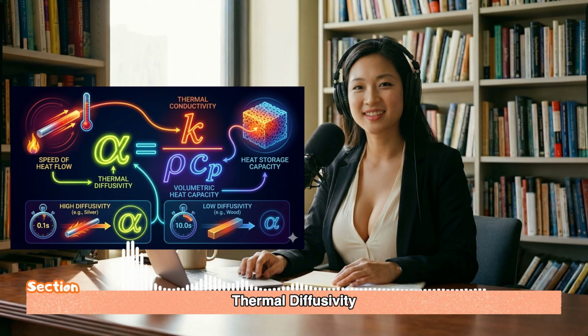Thermal diffusivity, denoted by alpha, is the critical factor for unsteady heat transfer problems, so when temperatures are changing over time. It's defined as the ratio of the heat conducted to the heat stored in the material per unit volume, rho CP. So alpha is K divided by rho CP. So it's a balance. How much heat is moving through the material versus how much of that heat the material just soaks up and holds on to? That's a perfect way to put it.